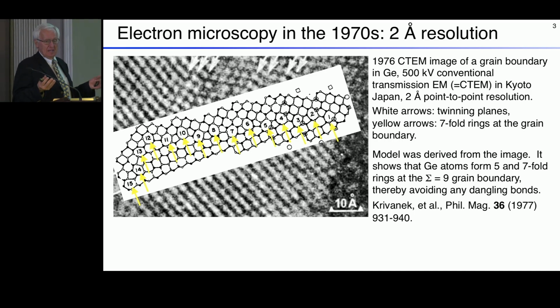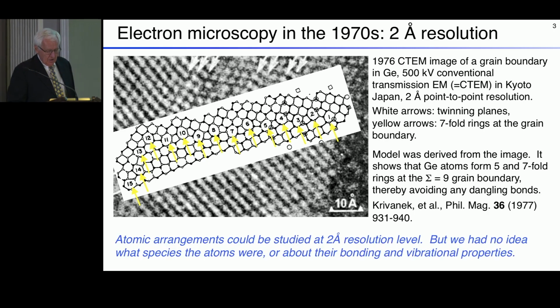Dangling bonds are very energetically unfavorable. So as this bicrystal grew, it managed to avoid them by doing this fairly complicated arrangement, which is made more complicated by having some twinning planes coming in along the white arrows. So that was pretty powerful. Yeah, that's the 7-fold rings. And we basically could study atomic structure at the 2 angstrom resolution level.